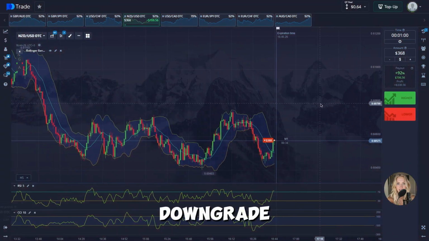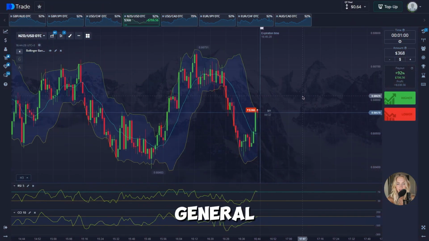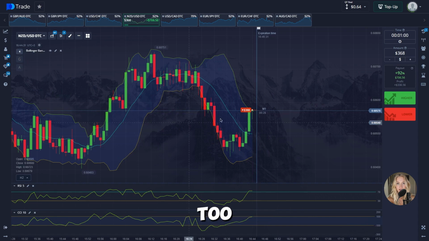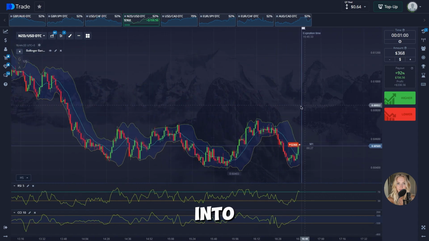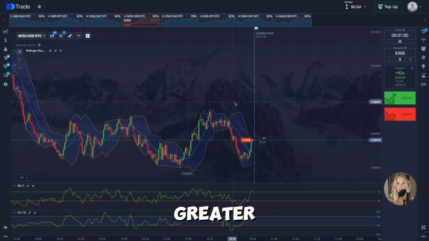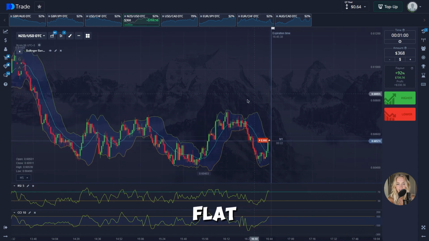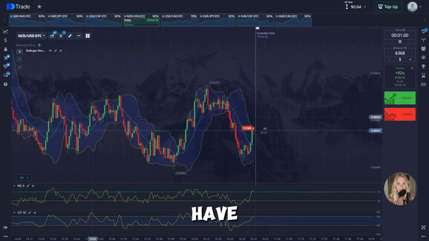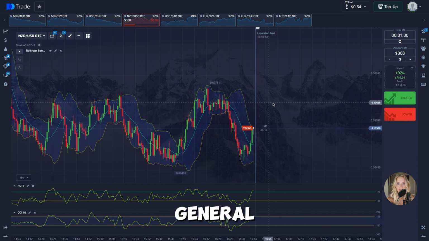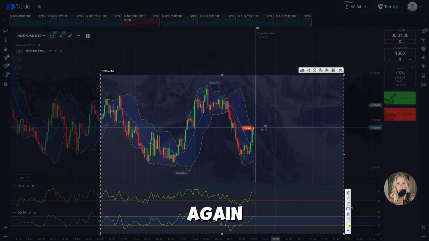Let's open a downgrade deal here this time. In general, I think you understand what the principle of entry into this deal is. The downward trend is greater, and this chart also has a flat mood. Our price does not have a pronounced trend, but in general, the principle is exactly the same again.